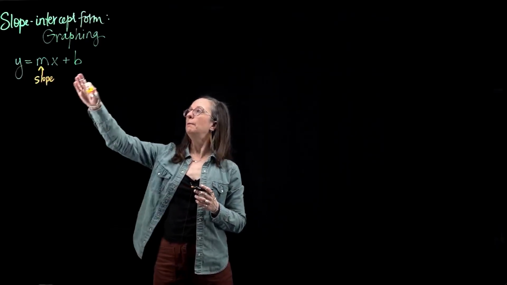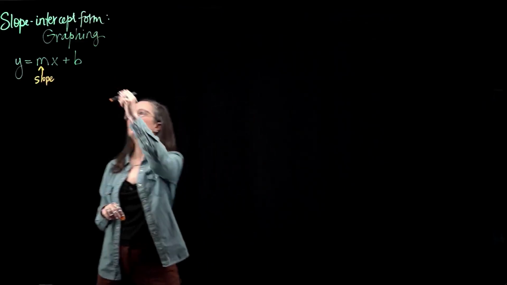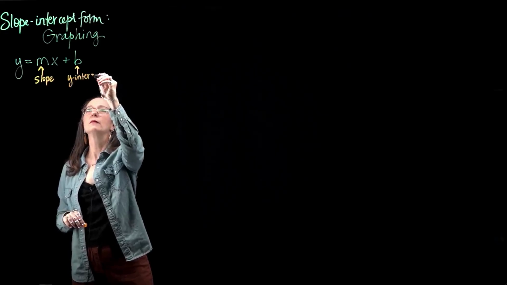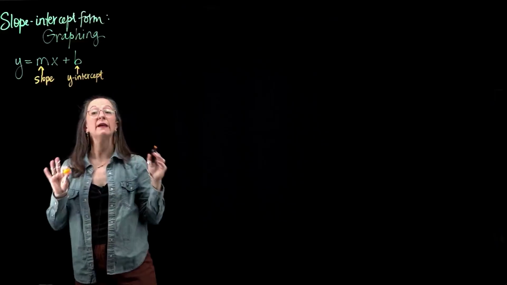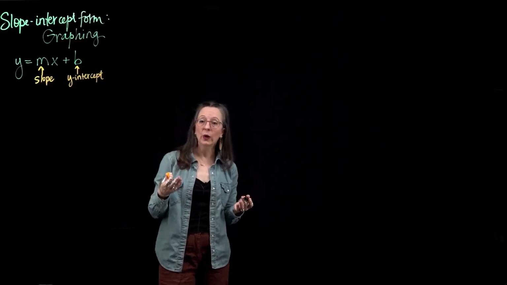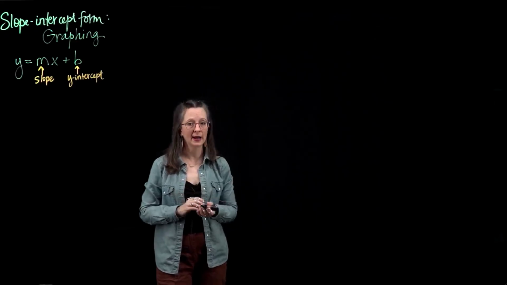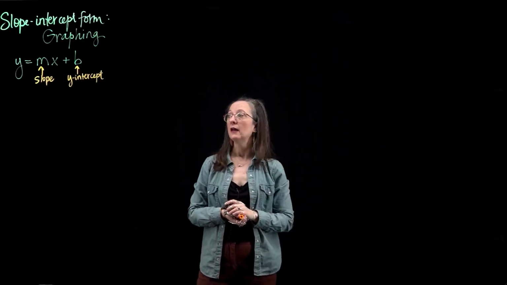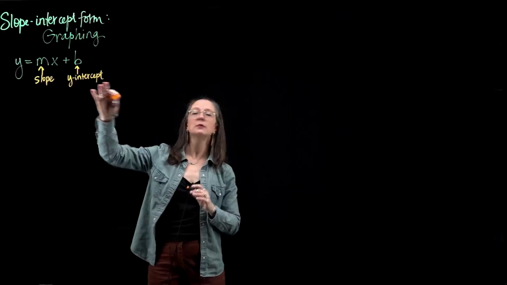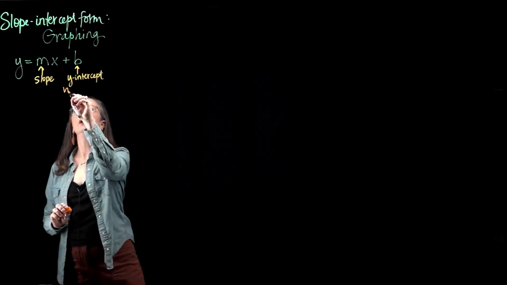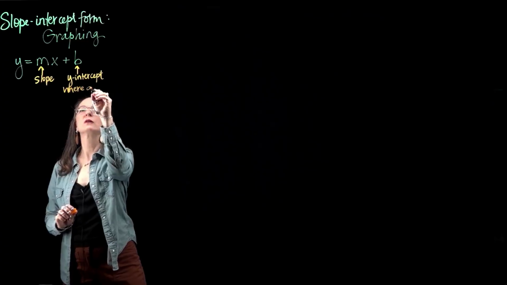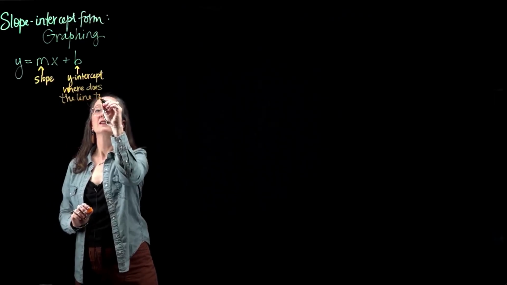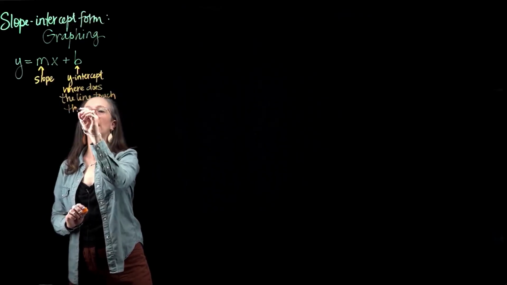All right, the b part is new. This is what's called our y-intercept. And that is just a fancy way of saying, where does it touch the y-axis? Remember, the y-axis is our vertical axis. So y-intercept just means, where does the line touch the y-axis?